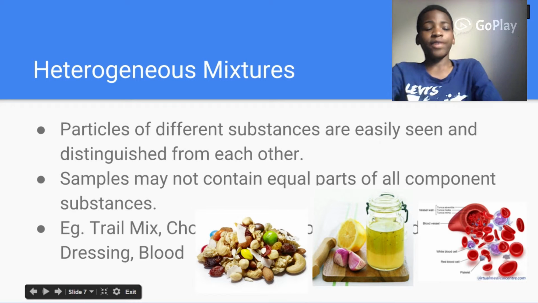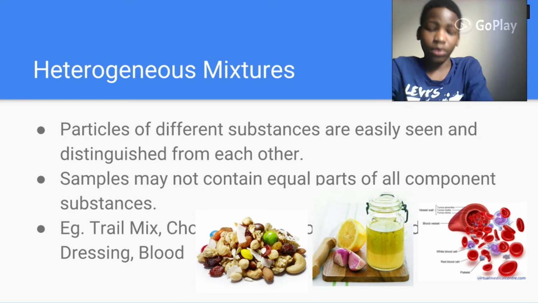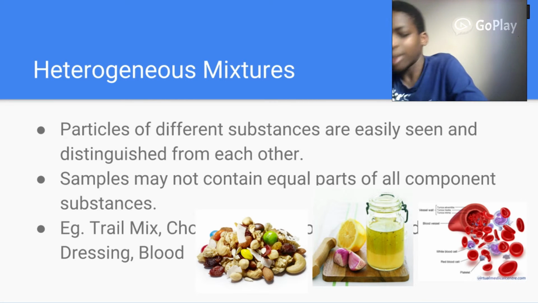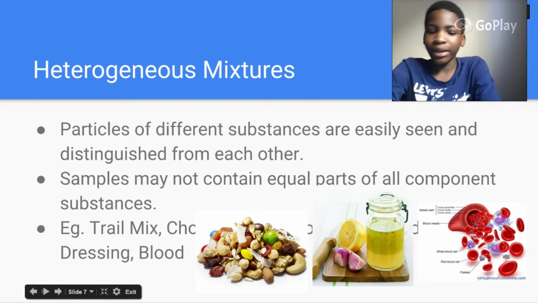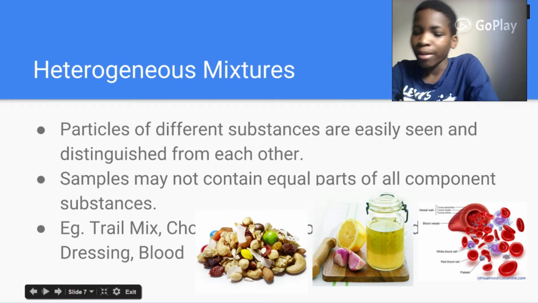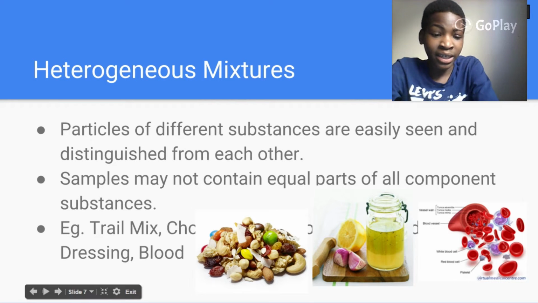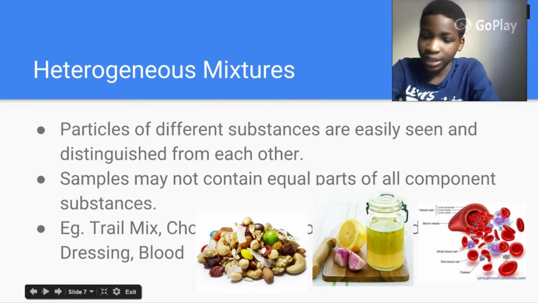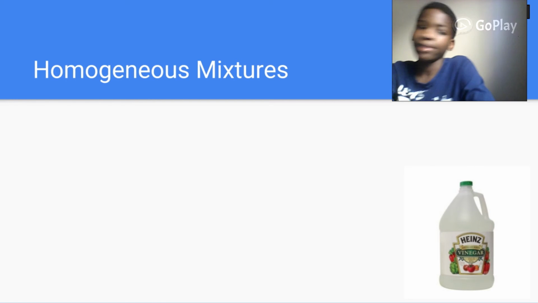In heterogeneous mixtures, particles of different substances are easily seen and distinguished from each other. Like I told you before, they may contain equal parts or not equal. Like blood, it looks red, but it has more than one thing in it, right? Like over here too, sometimes you can see the different things in blood too, right?